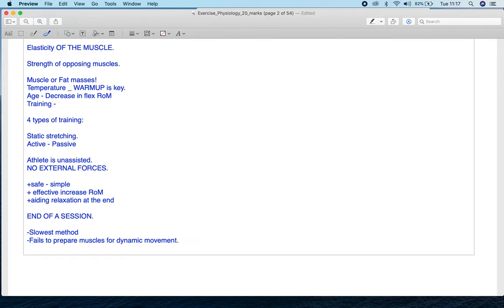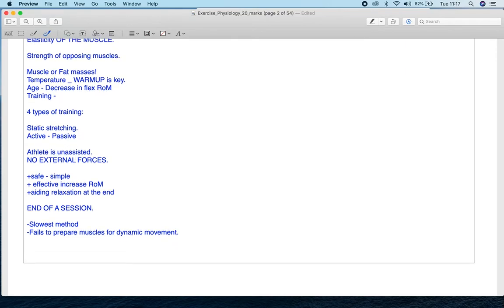Okay. However, you can use it as maintenance, to maintain flexibility and develop it. But again, that primary development happens at the end of a session.